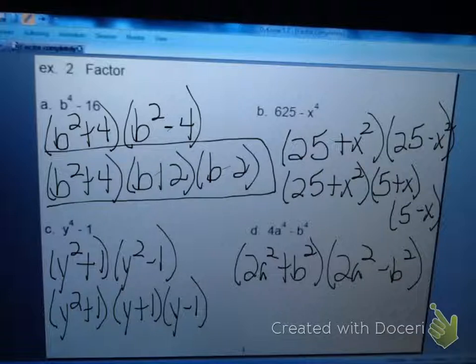Look at the second parentheses. Is that a difference of two perfect squares? Well, the a squared is a perfect square, the b squared is a perfect square, and it's a minus. But because of that 2, it is not a difference of two perfect squares. So you are finished. You cannot do anything else with that.